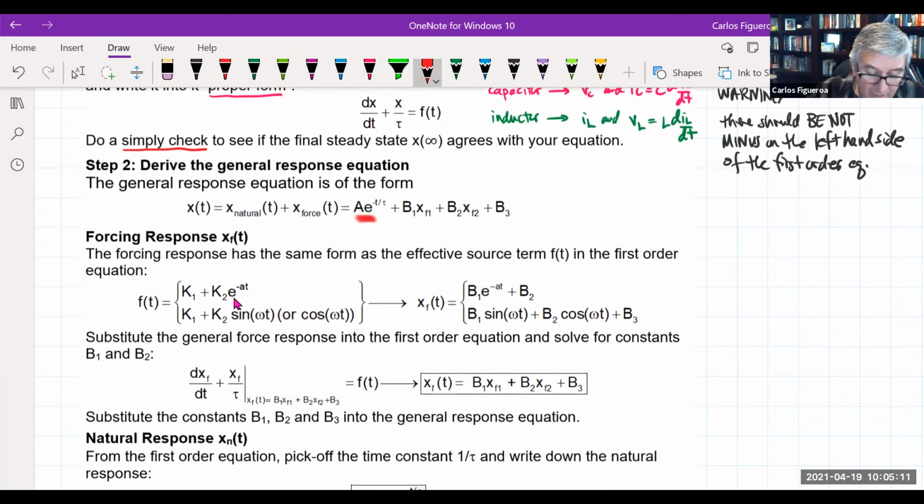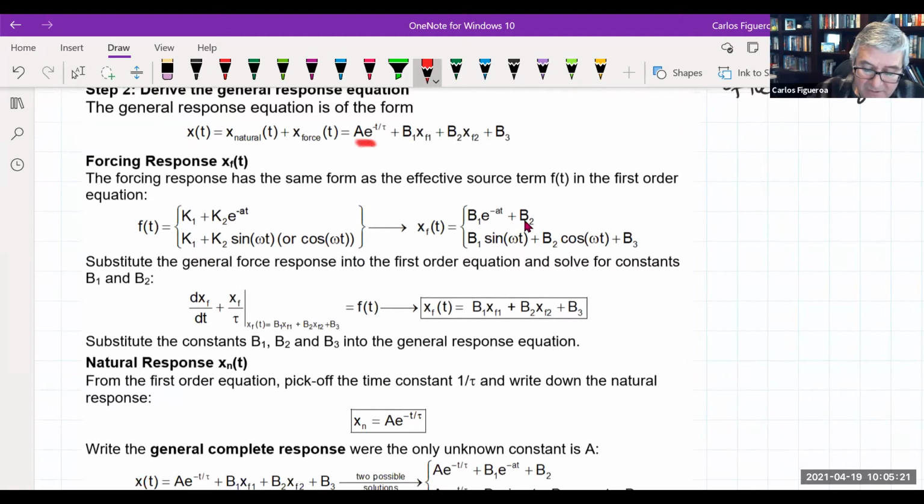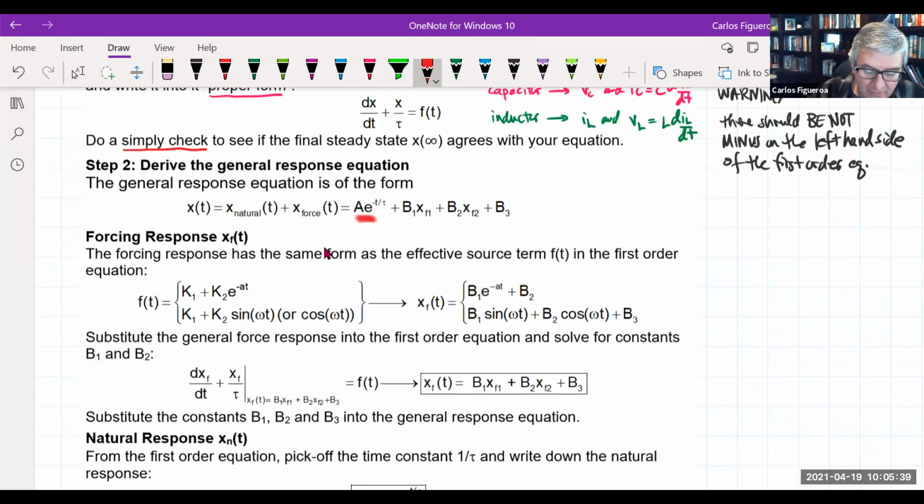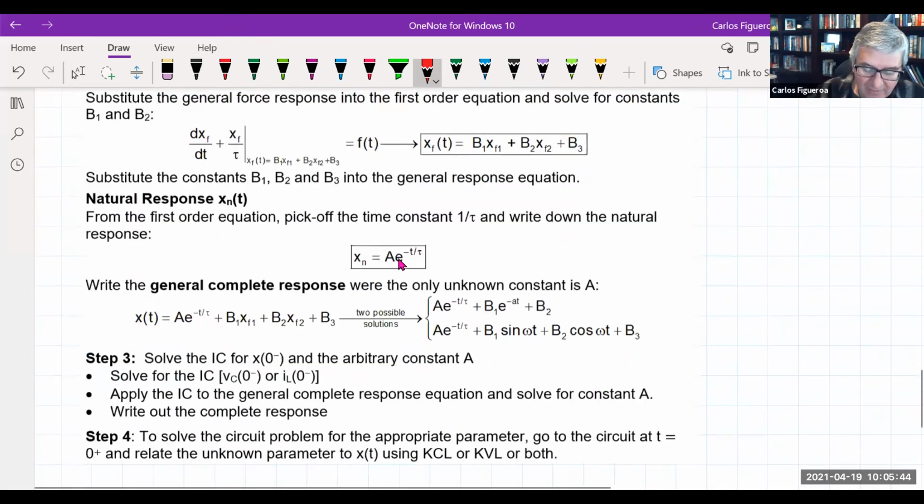Here I only wrote 2. Remember, the forced response looks like the source. Then to solve for B1 and B2, I have to substitute them back into my first order equation and set up 2 equations and 2 unknowns to solve for B1, B2, and possibly B3. Again, for the natural response, I just pick off the time constant from my differential equation, which is right here. And then I have that. So now I have a complete response.